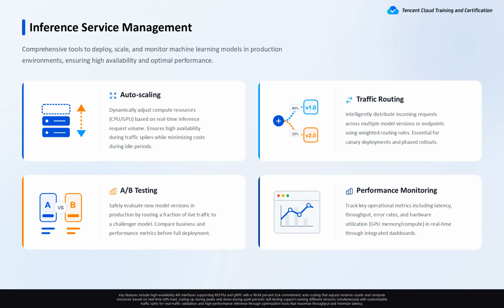A/B testing support running different versions simultaneously with customizable traffic splits for real traffic validation, and high-performance inference through optimization tools that maximize throughput and minimize latency. Together, these capabilities enable TI1 online inference to support the demands of large-scale production AI applications.